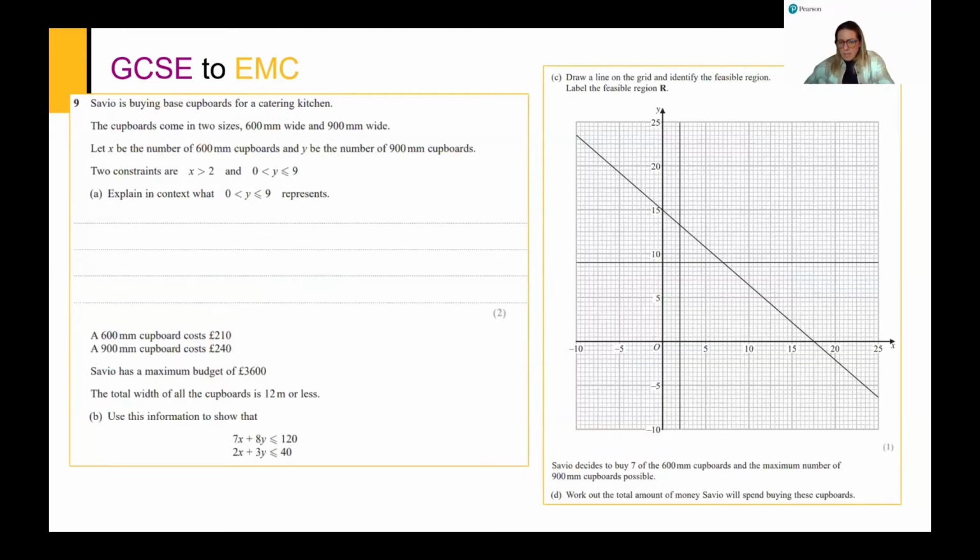Savio decides to buy 7 of the 600 millimeter cupboards and the maximum number of 900 millimeter cupboards. So we're starting to use that wording. We've got exactly 7, a maximum number of 900. So we know we've got to be less than that maximum number. So we need to work out the total amount of money that Savio is going to spend.